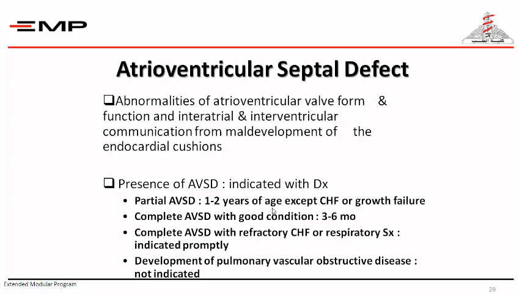The atrioventricular septal defect is an abnormality of atrioventricular valve form and function with interventricular communication. Surgery is indicated once diagnosed. Partial atrioventricular septal defect can be done after 2 years of age, except if there is heart failure or growth failure. Complete atrioventricular septal defect is better done earlier, after 3 to 6 months. Complete atrioventricular septal defect with refractory heart failure is indicated urgently, and if pulmonary vascular disease has developed, surgery is contraindicated.